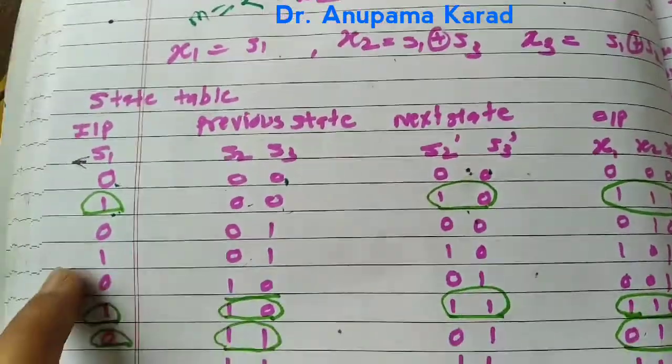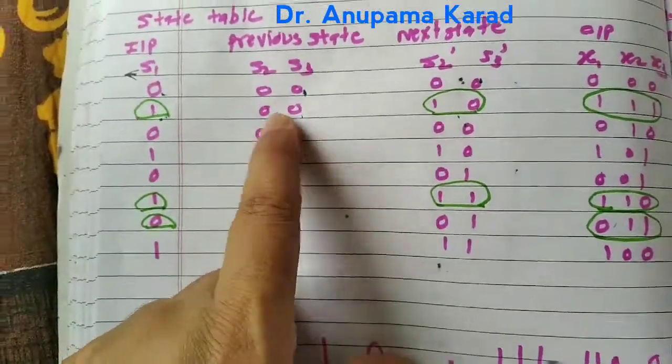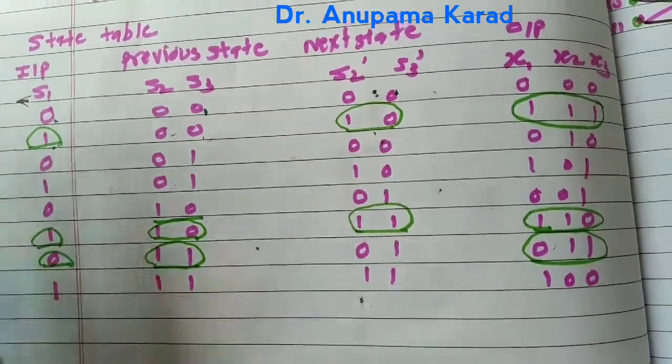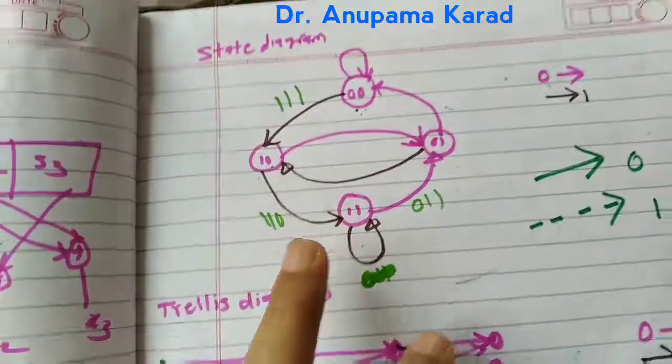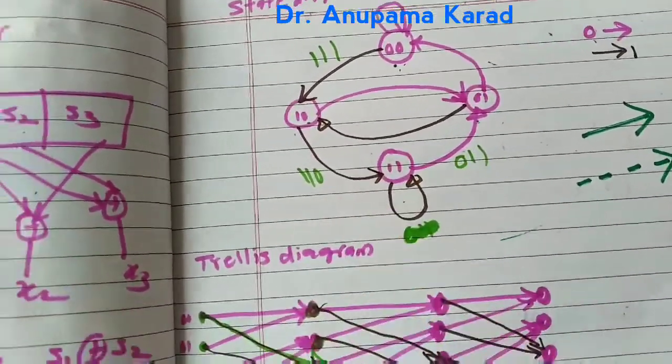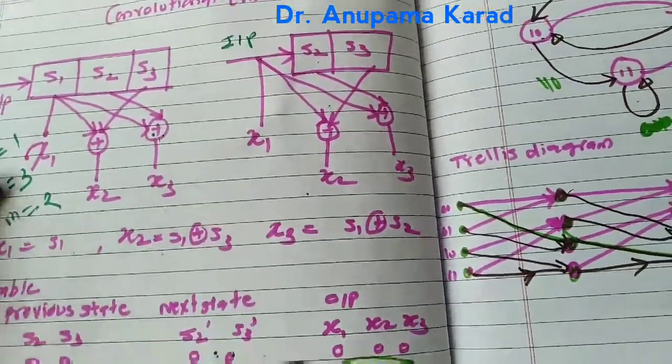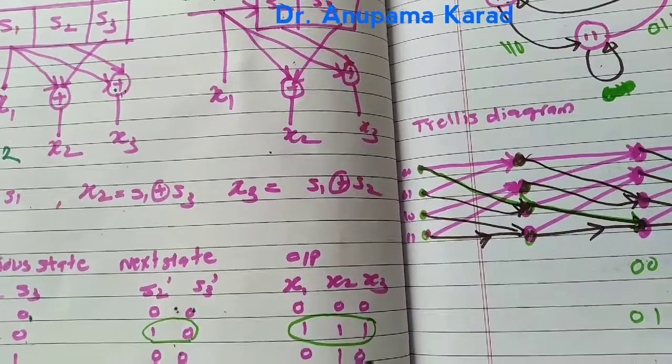With the state table also it is very easy. Initial state is 0, but it will become somewhat complicated if you use the state table. It is better to use the state diagram. So this is all about convolutional encoder. So thank you very much.